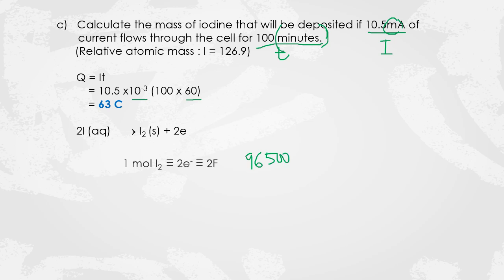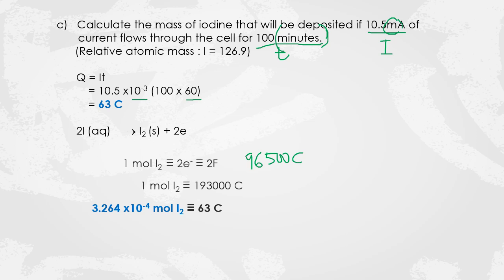96,500 coulomb. And then we're going to do a bit of stoichiometry where 2 mole of electron comes from the I2, going to have 193,000 coulomb. What if we have 63 coulomb? So we're going to do the cross multiplications. Then we'll get the number of mole of I2, which is 3.264 × 10 to the power of negative 4.